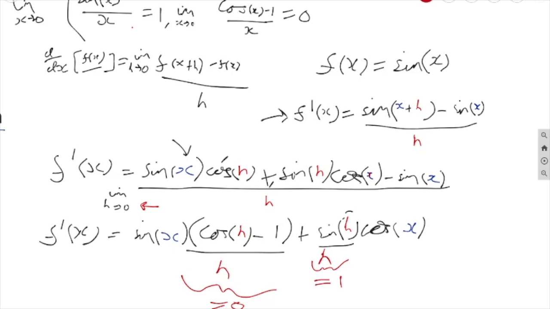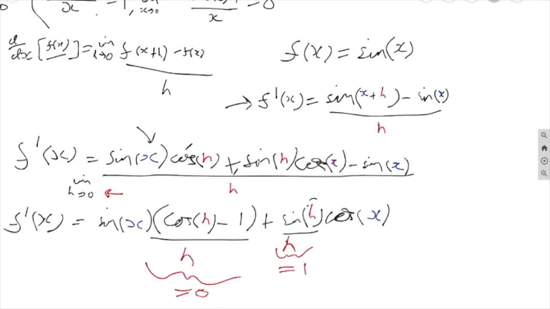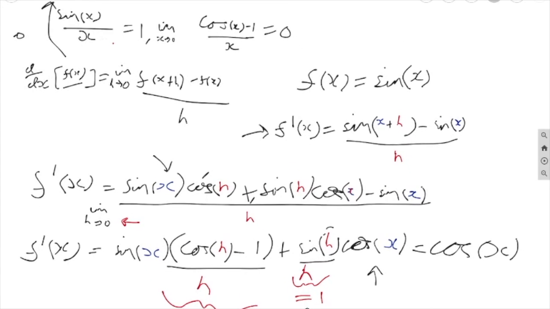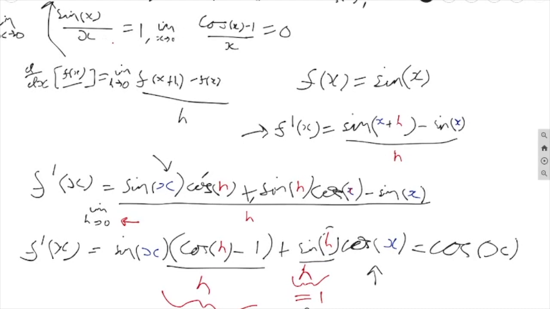And therefore, we can say that our f prime of x equals 1 times cos of x, which is just cos of x. And there we go. That is proof, using the definition, that sine of x differentiates to cos of x.